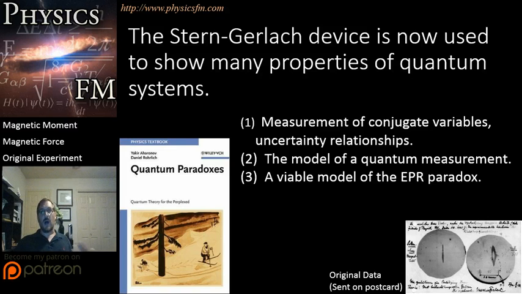Again, why do I think this is a very useful experiment? Well, first of all, it's very useful pedagogically. It's very easy to use this to teach about conjugate variables and uncertainty relationships because you only have two values, right? You've only got spin up or spin down. You don't have to worry about things like position and momentum, which have continuous variables.